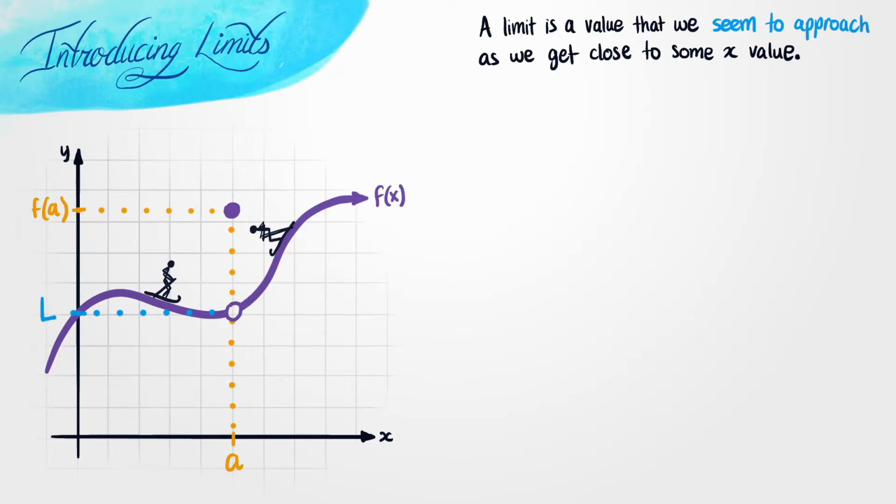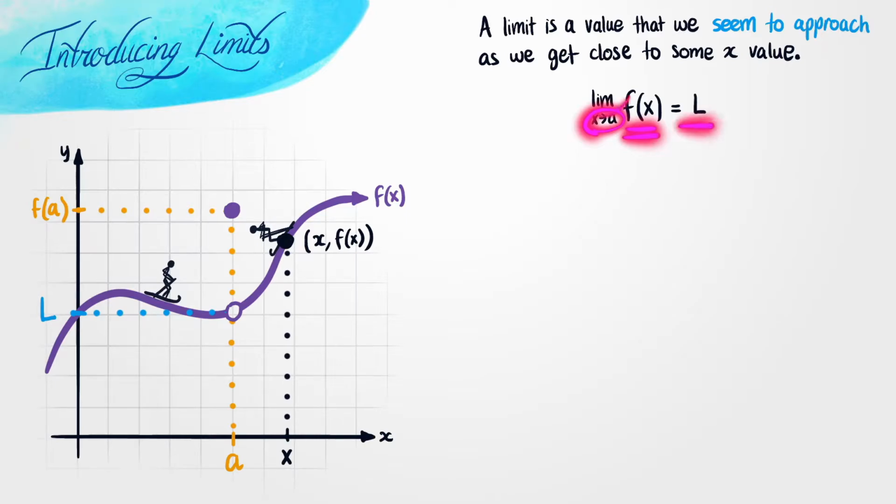Now let's imagine for a moment that the position of this right skier is just x. Then of course the position of the skier is just x, f of x. So we can just say that this limit L is just what this skier would approach as their x position gets closer to a. And this is actually reflected in the notation. We see that as x approaches a, f of x eventually becomes L in the limit.